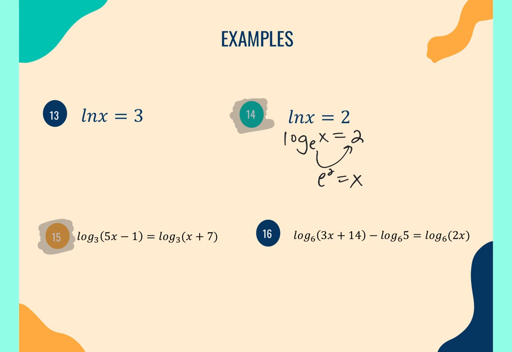But if something like this would be on the calculator portion, you would just do e to the x. I mean, e to the second. Where's the e? 7.389. And then because it's technically a log at the beginning, you want to check it. You want to make sure that if I plug that back in, you're not trying to find log of a negative or zero, and it's not, so it's fine. I get to keep that answer.